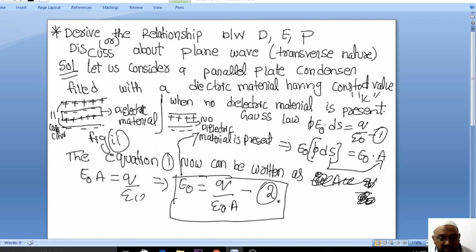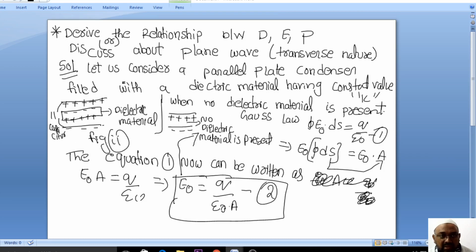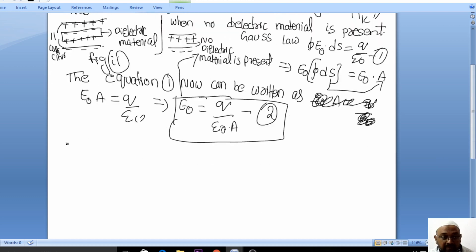So what will happen when an electric field has been induced here? In order to derive the relationship between D, E and P, Maxwell considered these two figures. When there is no dielectric material between the two parallel plates, by using Gauss law he got E naught equal to Q by epsilon naught into A. This is the electric field when the dielectric material is not present. So what will happen if dielectric material is present?